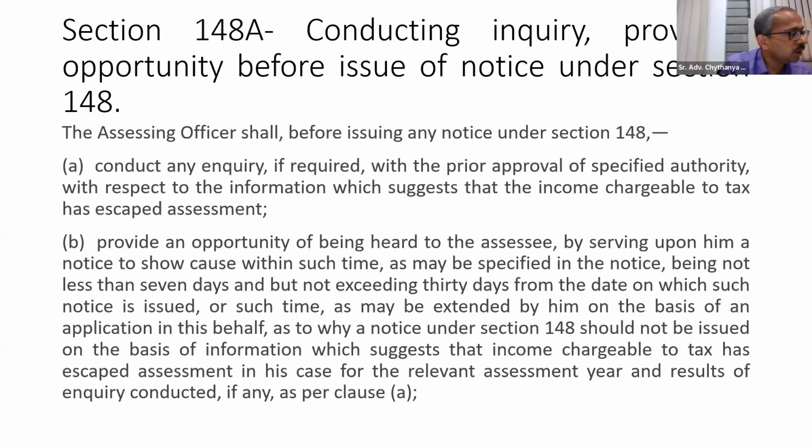Clause A says, AO can conduct inquiry, if required, with the prior approval of the specified authority with respect to information which suggests that the income chargeable to tax has escaped assessment. Meaning, he can go ahead and carry out an inquiry, fishing, roving, yes, permissible, provided he has taken prior approval of the specified authority. Now, if you look at the Supreme Court decision in Ashish Agarwal's case, this prior approval of specified authority was dispensed with by the Supreme Court as a one-time measure in respect of all the notices that were issued up to 4th May 2022. So they dispensed with this.